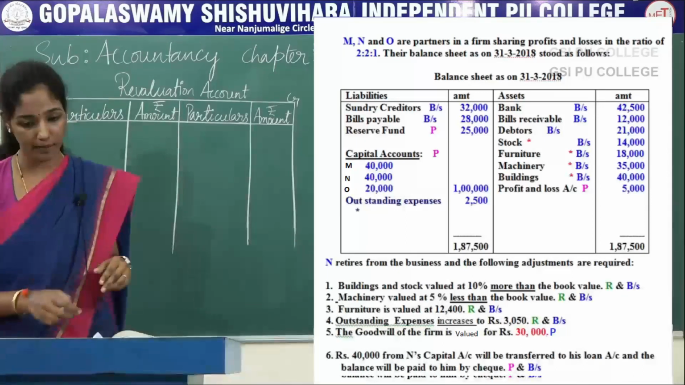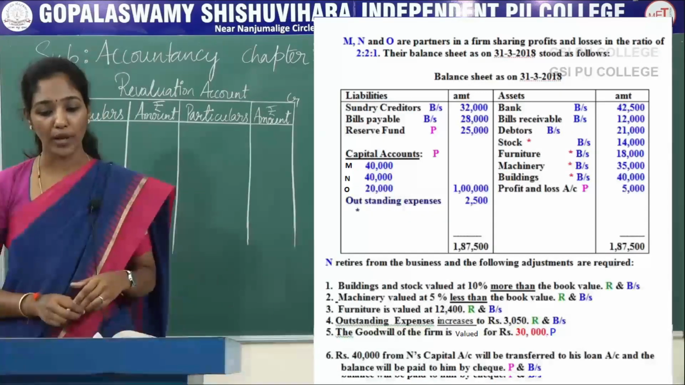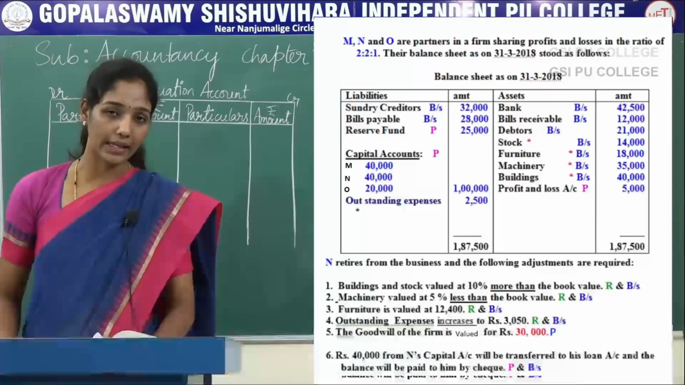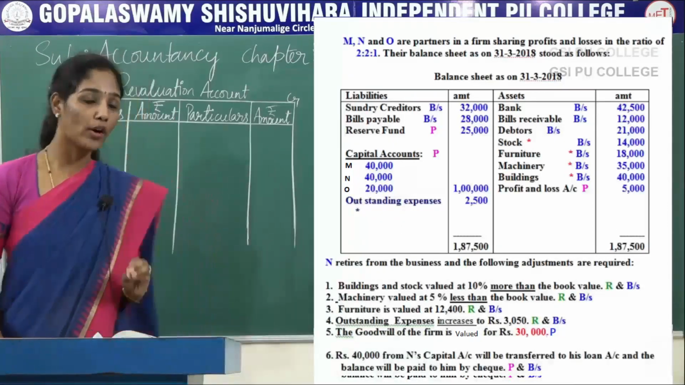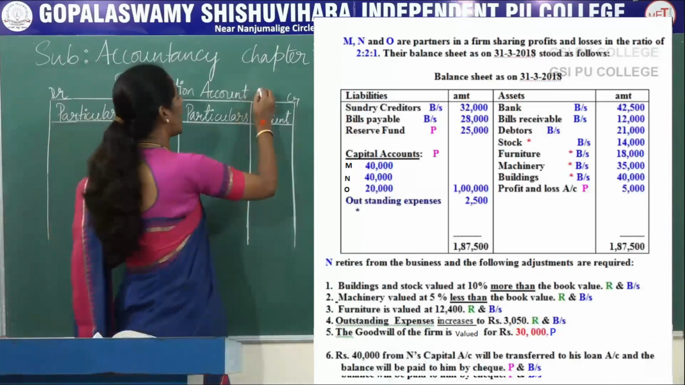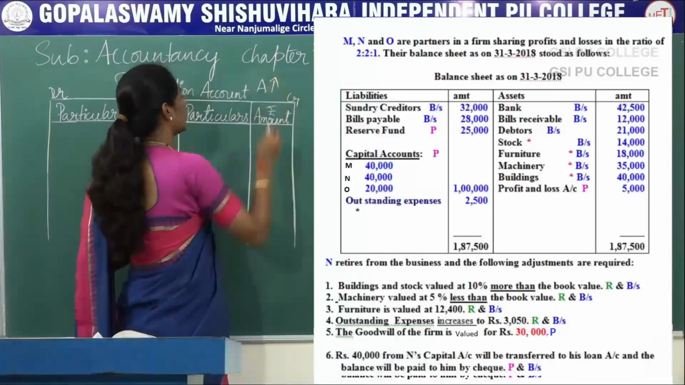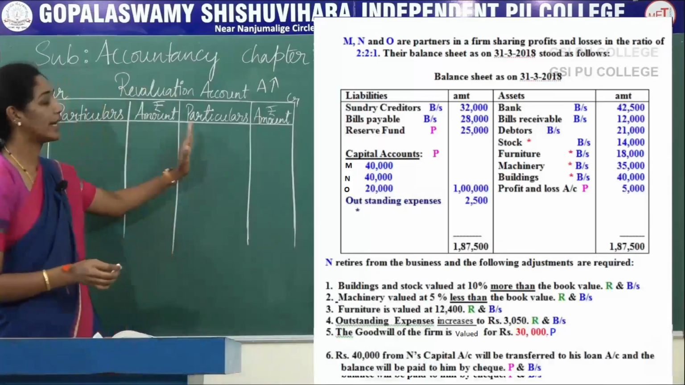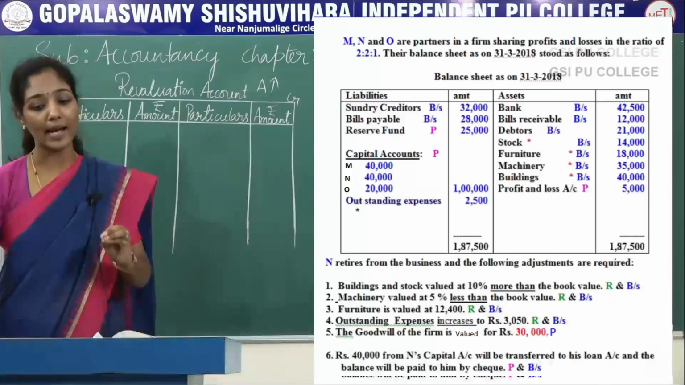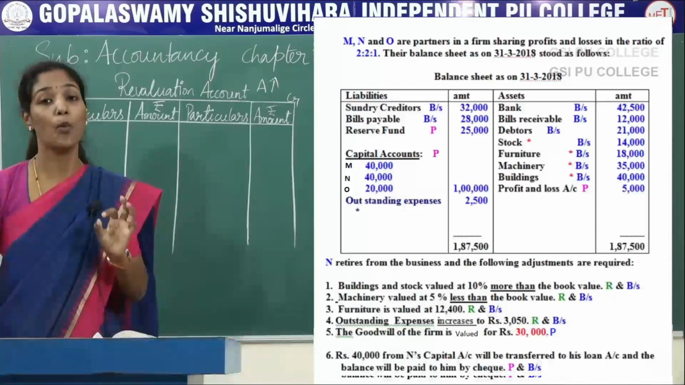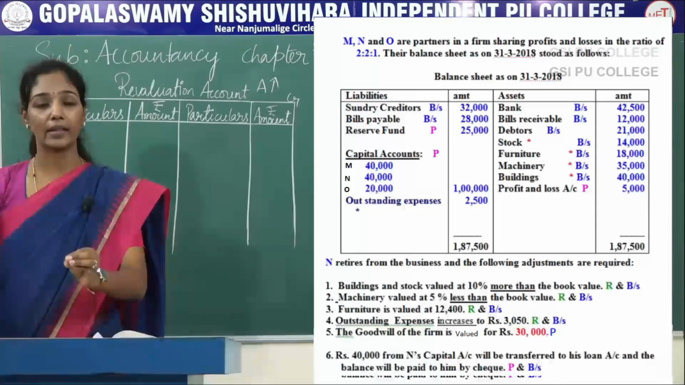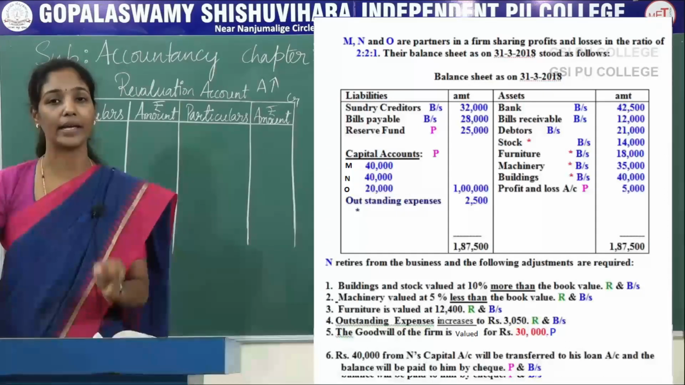So here in your adjustment, building and stock valued at 10% more than the book value. Whenever the value of an asset increases, then it should be recorded on credit side of the revaluation account. More than the book value in the sense, the value of building and stock is increased.